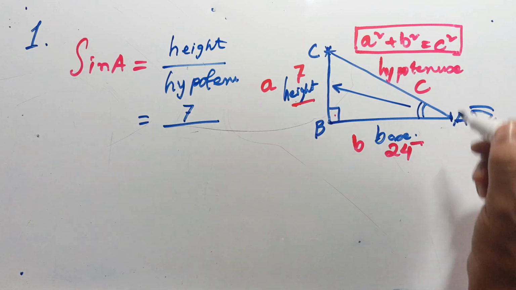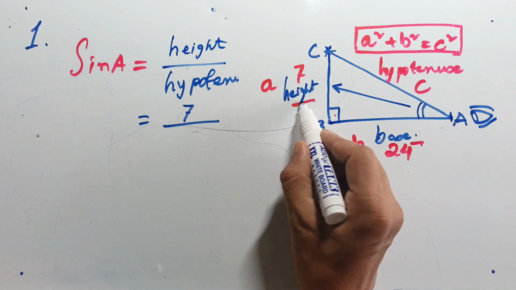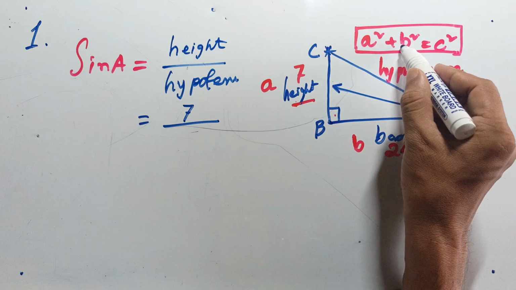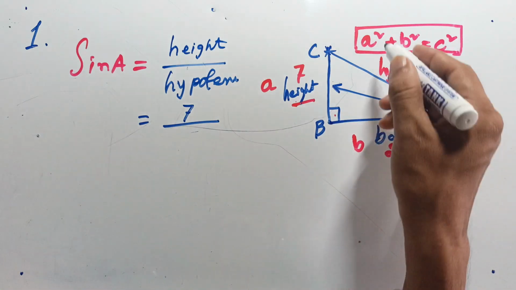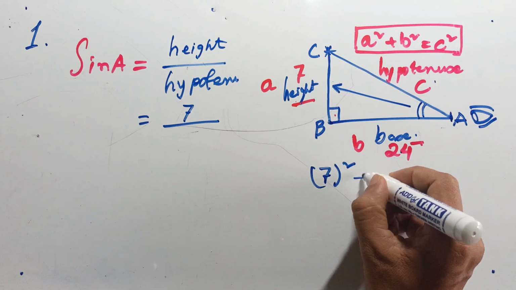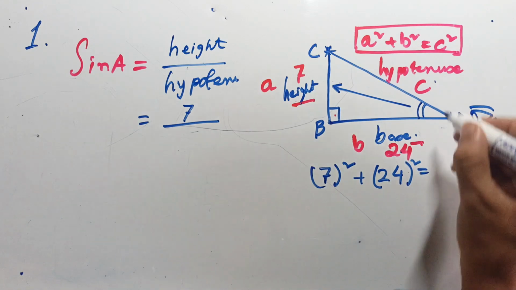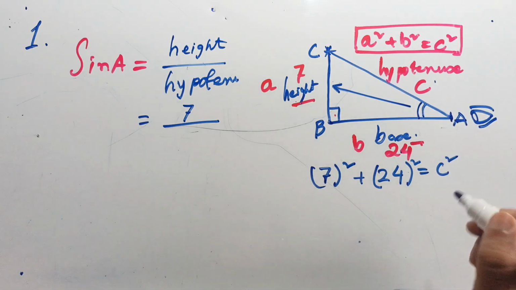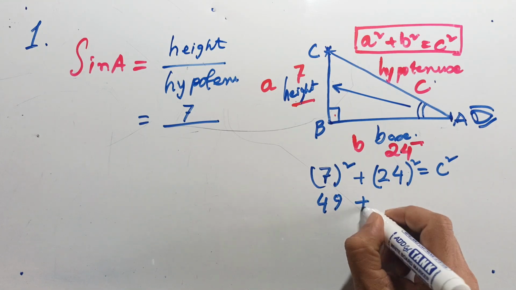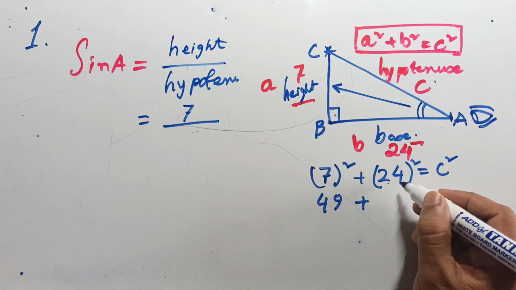So to find this hypotenuse, what do we have to use? We have to use this formula, that height square plus base square equal to hypotenuse square. A square plus B square equal to C square. So here it is given 7 square plus base 24 square equal to C square. C square means hypotenuse square. So from here, this is 49 plus 24 into 24. So this part is to be calculated.